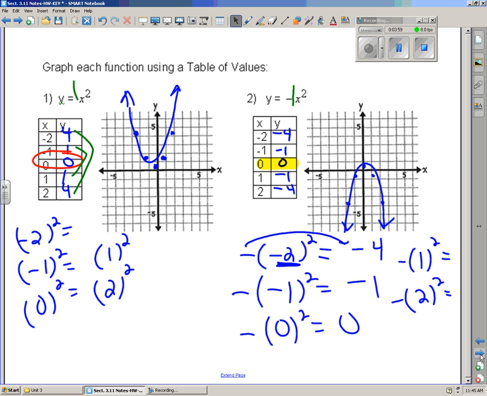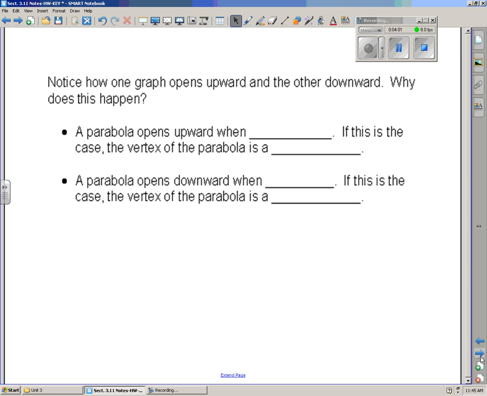So let's go back and fill in these blanks. A parabola opens upward when a is positive, another way to write that is a is greater than 0. This basically means that a is a positive value. If this is the case, then the vertex of the parabola happens to be the minimum point. It's the lowest point. I didn't spell that right. Let me fix this. Minimum.